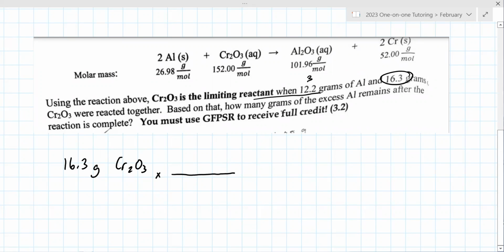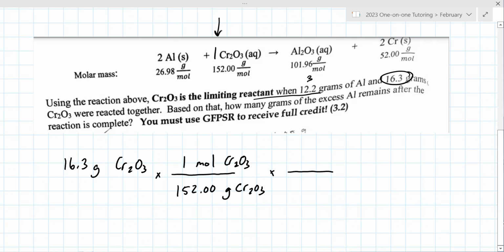I was thinking we had to find the limiting one, but they've already told us. I should have noticed that. I even said it. So there's 152.00 grams Cr2O3 per 1 mole Cr2O3. Now this is where we need the coefficients, and we have to figure out which one we're going to go to.